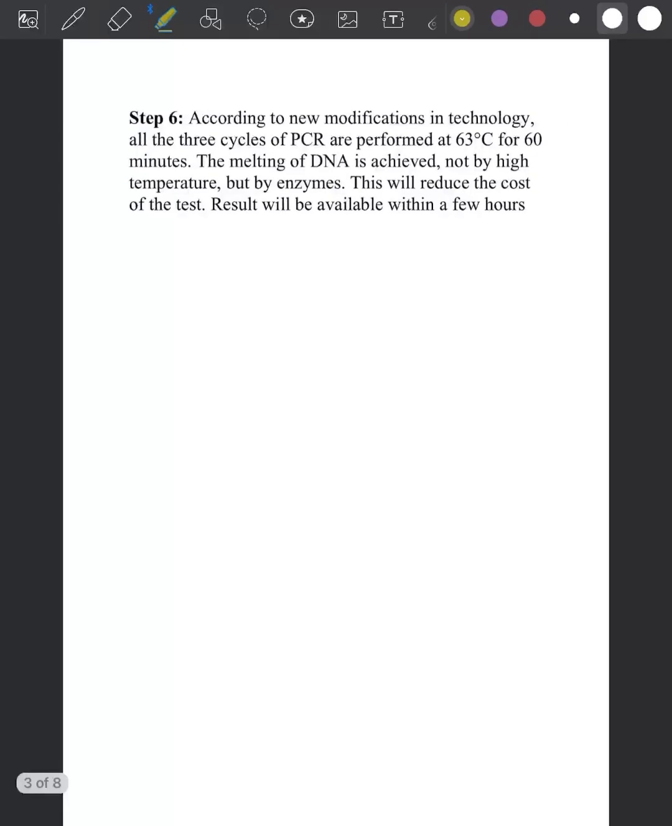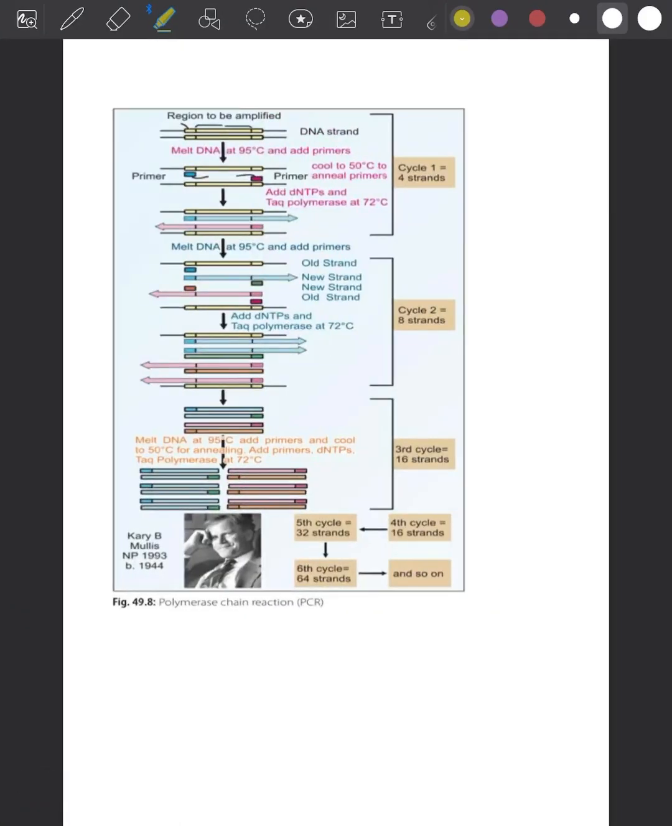Steps of PCR include mainly denaturation, or separation of the DNA strands, which is done at 95 degrees Celsius, and primers are added. For annealing, cooling to 50 degrees Celsius to anneal the primers, and for extension, with the help of Taq polymerase enzyme, the nucleotides are added at 72 degrees Celsius. These three steps make up the first cycle, in which 4 strands of DNA are produced, and then the 3 steps are repeated, which forms 8 strands of DNA. In the third cycle, 16 strands of DNA are formed, and so in each cycle, the number of strands is doubled.